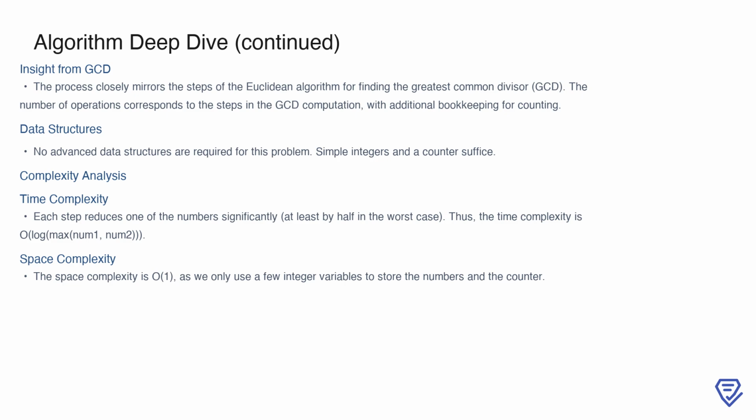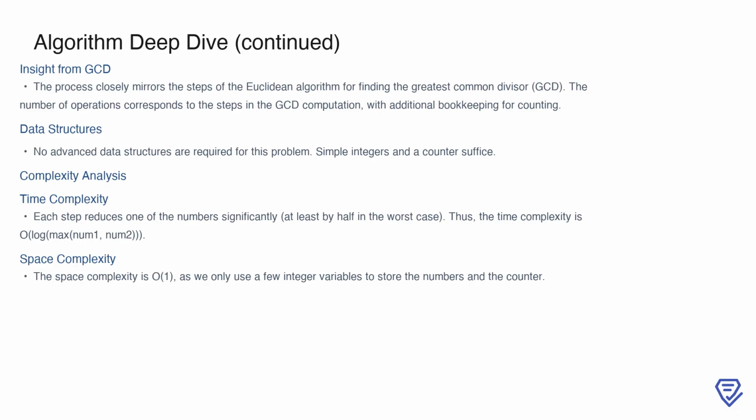In terms of data structures, this problem doesn't require anything complex. Simple integer variables for number1, number2, and the operations counter are sufficient. From a complexity perspective, the time complexity of this algorithm is O(log(max(number1, number2))). This is because, in each step, one of the numbers is reduced significantly, often by at least half.